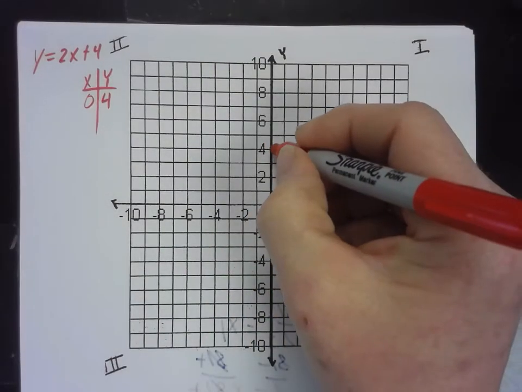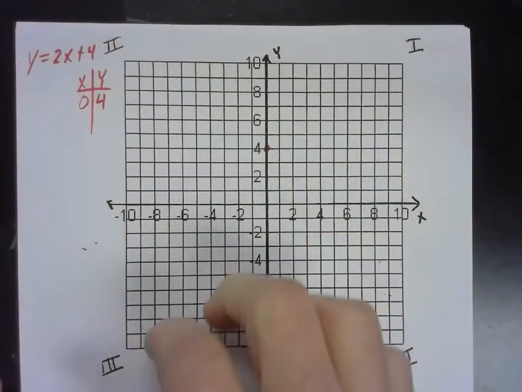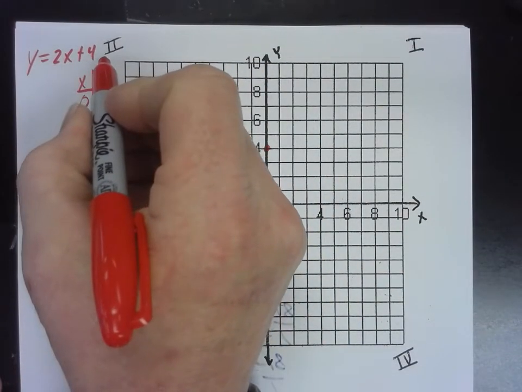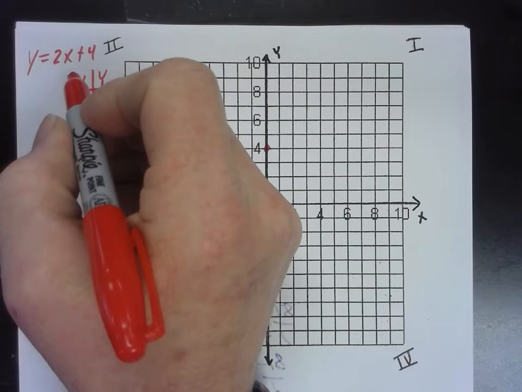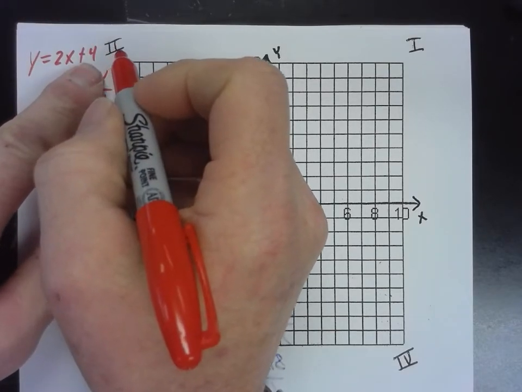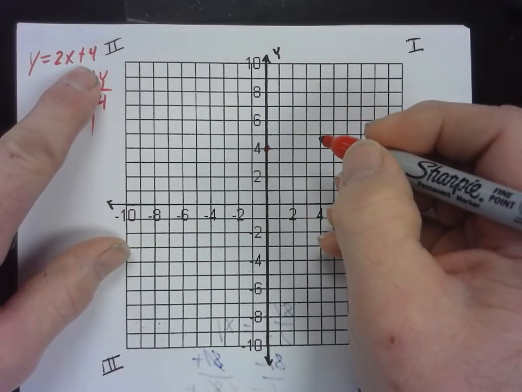0, 4. Okay. And sometimes we say it's 0, 4. Sometimes we just say it's 4. Gets a little confusing. But this particular number, this constant, when it's written in this form, when it says y equals, this constant, that's the y-intercept. And you can look at it and just say, oh, well, 4. That's where it passes through the y-axis.